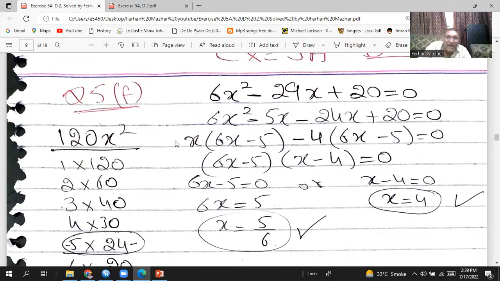From these two terms, you can see the 6x minus 5 bracket is common. So take that bracket common. From there you will have x, and from there you will have minus 4 in the other bracket. Now you have these two brackets, they are multiplying with each other. So 6x minus 5 equals 0, so 6x will be equal to 5, so x will be 5 divided by 6. x minus 4 is equal to 0, so x will be equal to 4. So this is how you will do question number 5, its F part.